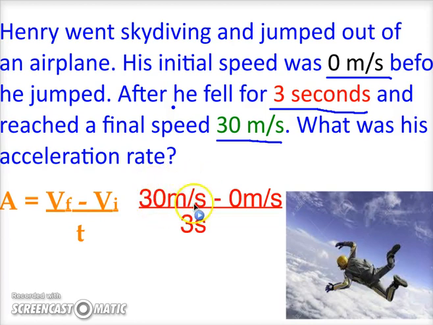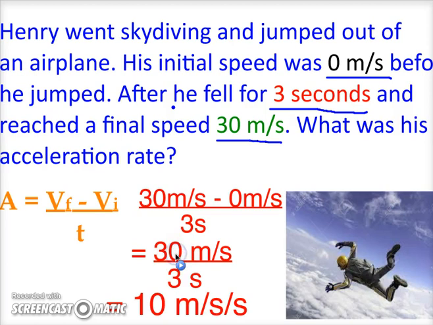Final velocity is 30 meters per second minus 0 meters per second, his initial velocity, dividing it by his time. Well, then this math is pretty easy because 30 minus 0 is going to give me 30 meters per second, still dividing it by the time, and the answer that I get is 10 meters per second per second. That's because this unit doesn't actually go anywhere. I have meters per second over how much time it took him to make that change.